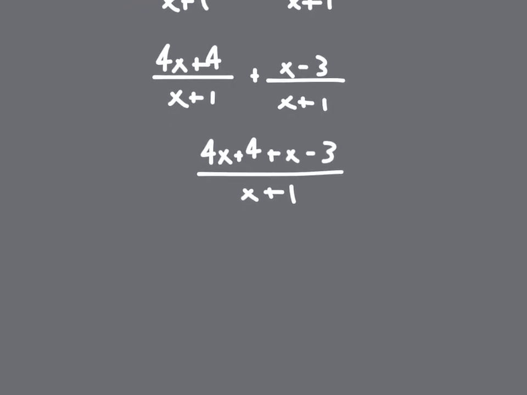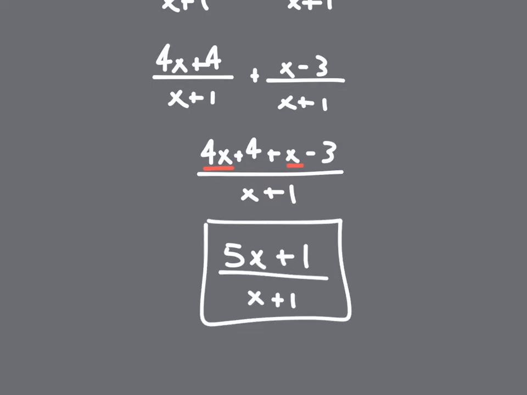From here, we can combine our like terms. I'm going to add together the 4x and the x, and that's going to give us 5x. I'm going to add the 4 plus negative 3, which is going to give us 1. So I have (5x + 1)/(x + 1), and that is my simplified answer, okay?